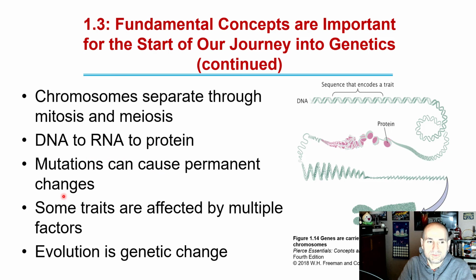Mutations can cause permanent changes. When you inherit a mutated gene, that's permanent. When your genes get mutated, that's permanent. This is how cancer is formed. Let's say you smoke and a gene gets mutated inside of your lung. That mutation is permanent, and if that causes cancer, those cells divide, and that mutation propagates and proliferates.